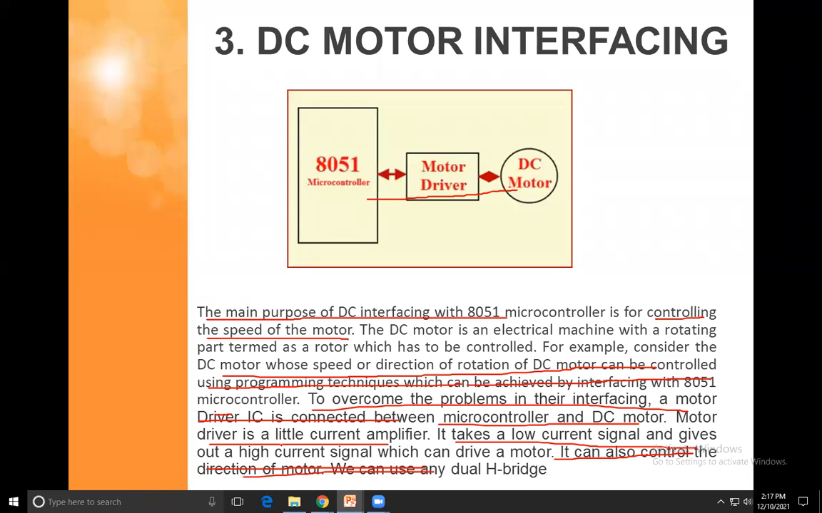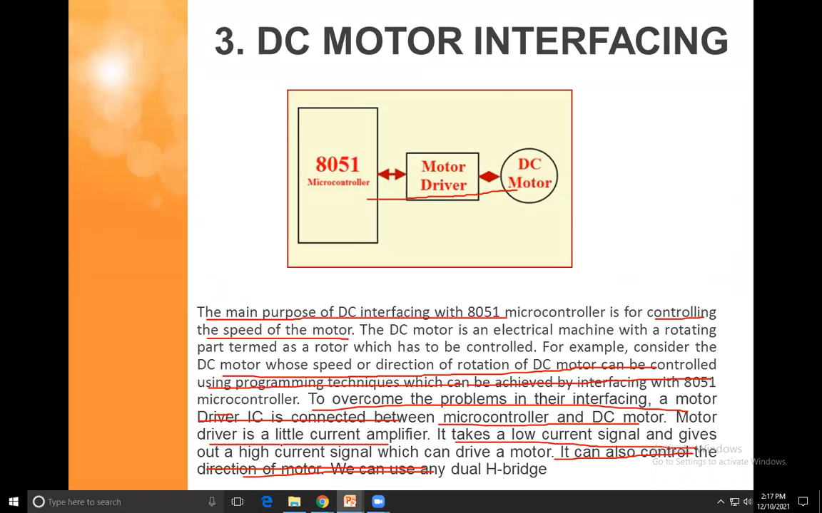We can use any dual H-bridge. So the main purpose of connecting the 8051 with the DC motor is to control the speed of the DC motor. By using programming techniques, you have to control the speed of the DC motor.